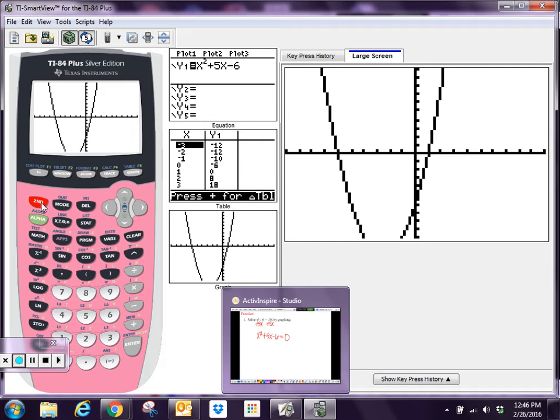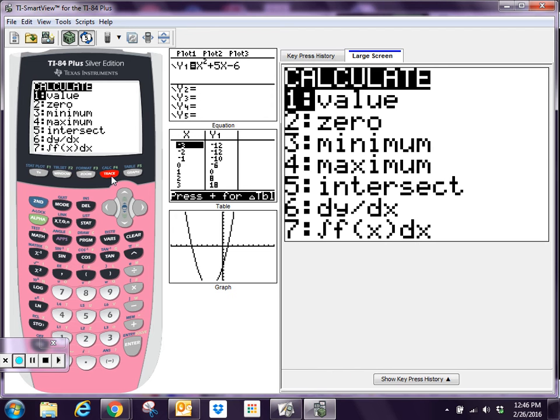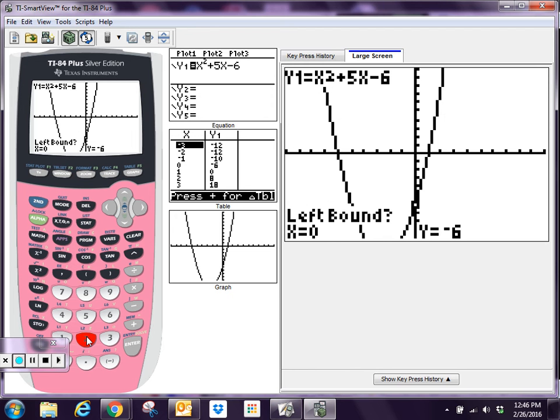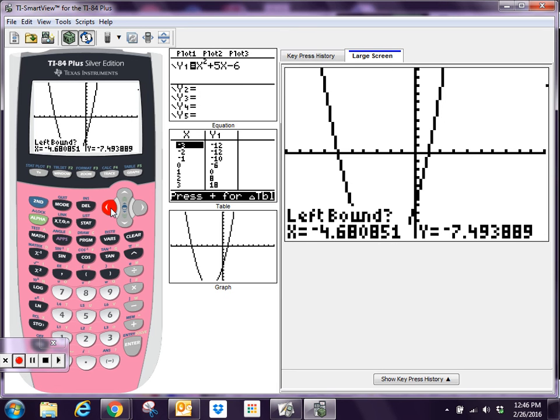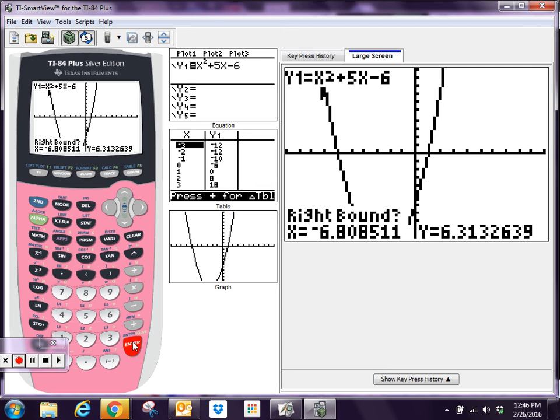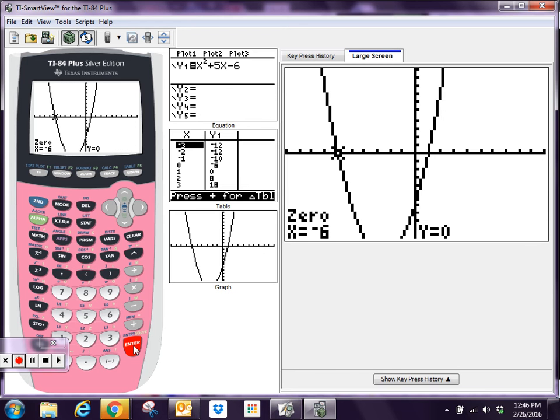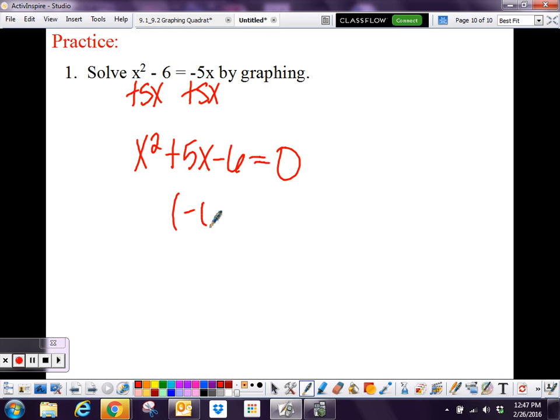Okay, so I'm going to hit second trace, and I want the 0, so number 2. I need to get to the left of that first point. Now, it does not matter which 0 you get first. You just got to know which one you're getting first, so you know which one you're getting the left and right of. Okay, so I'm to the left of that first one. I'm going to press enter. Now I'm going to go to the right and press enter. Enter one more time, and there's my first 0, -6. So my first 0 is -6, 0.